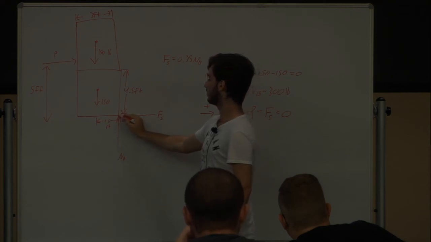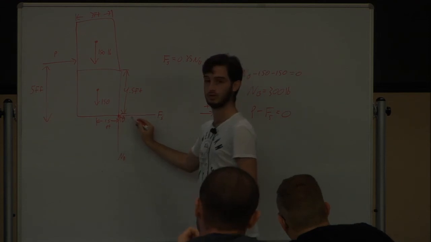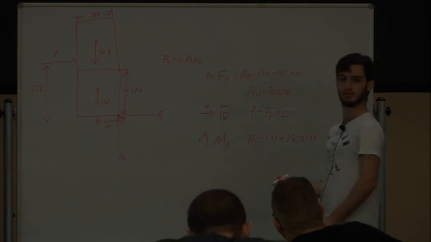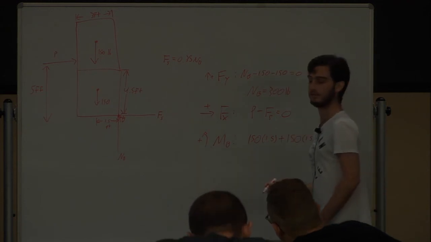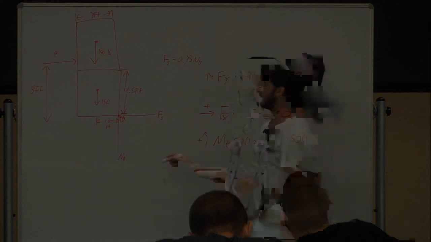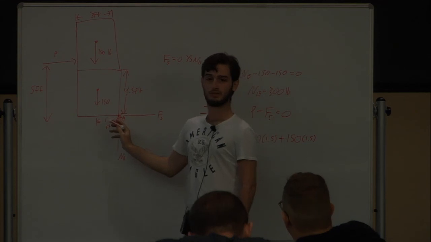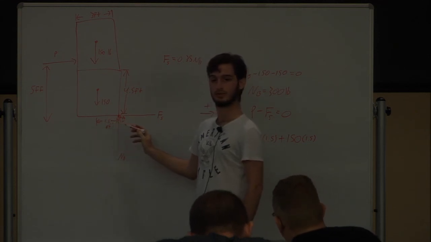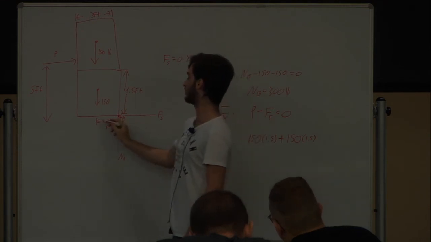And is that clockwise or counterclockwise? But it's still, because we're looking for perpendicular distance. Because 1.5 is the perpendicular to 150. We could just move this 150 along its line of action. It'll still be the same. And then this force P.